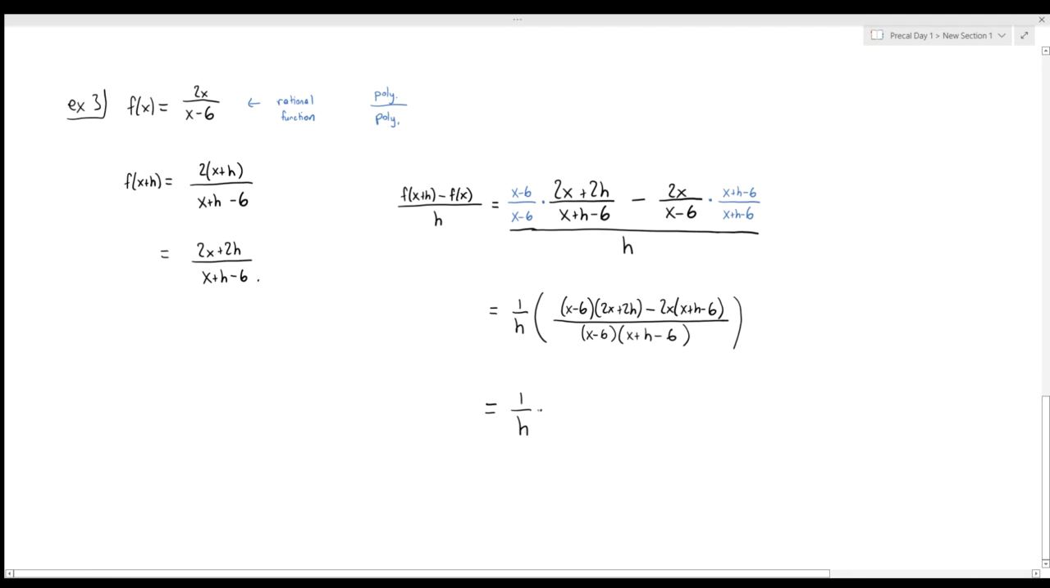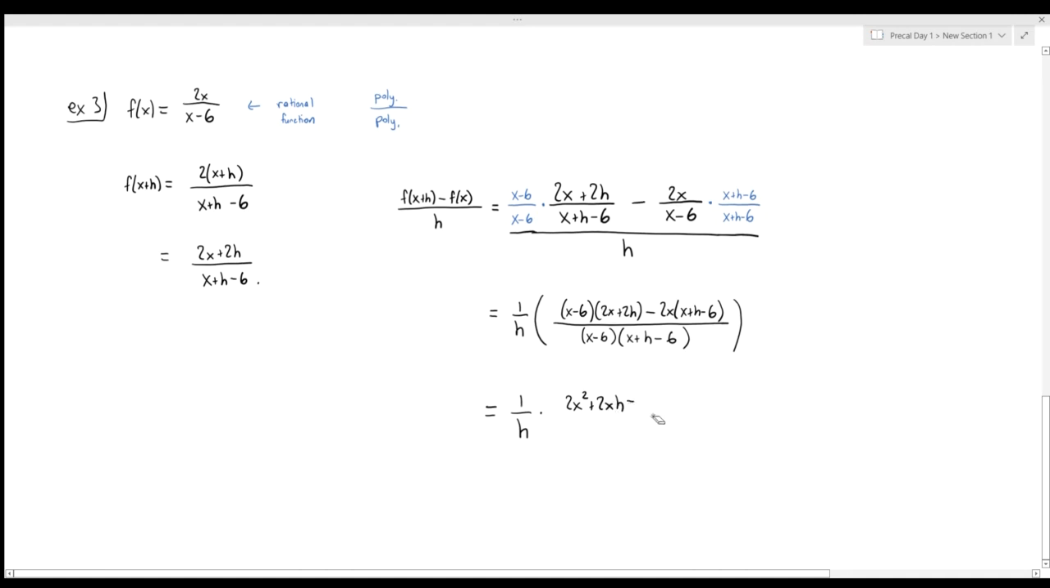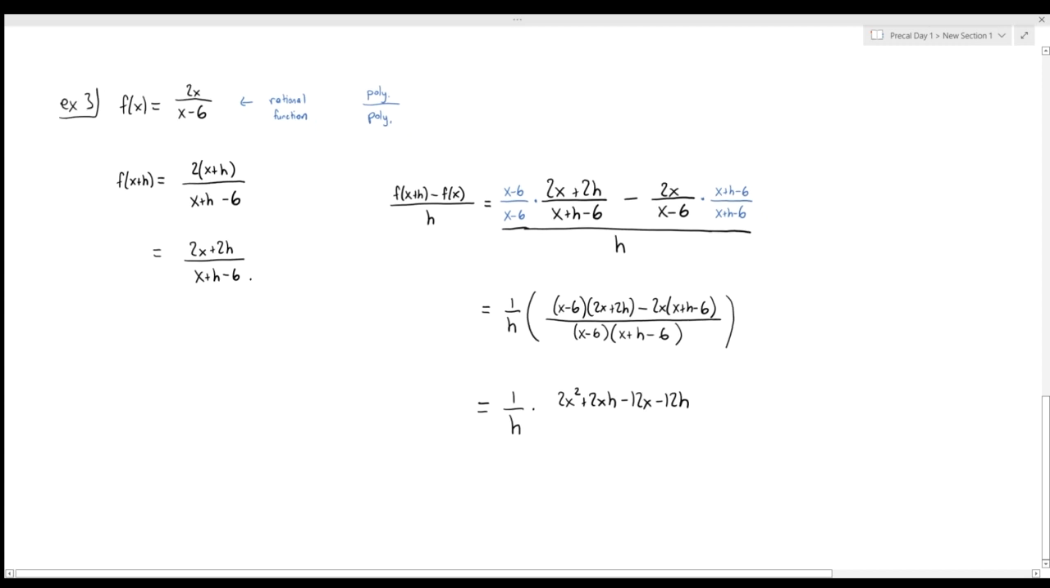Now what I'm going to do is multiply everything out in the numerator, and we're going to try to cancel out some terms once we multiply everything out. So we're going to have to FOIL this. We get 2x squared plus 2xh minus 12x minus 12h.